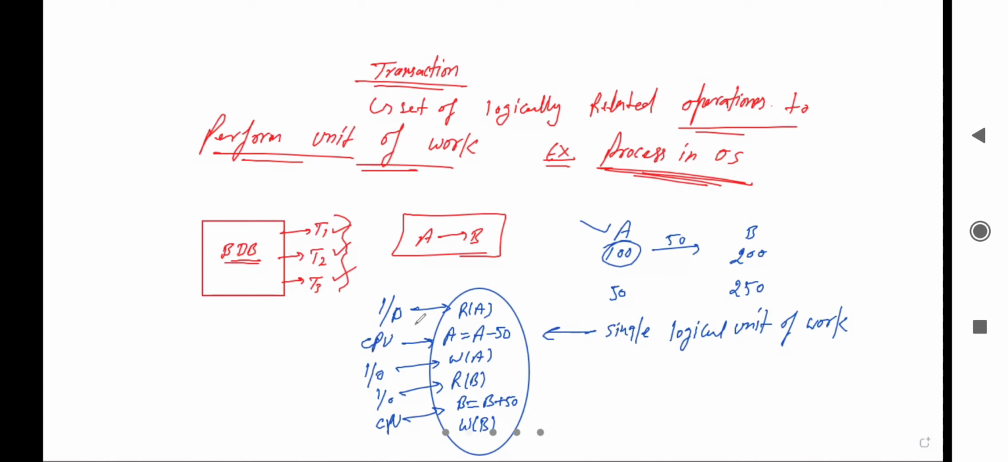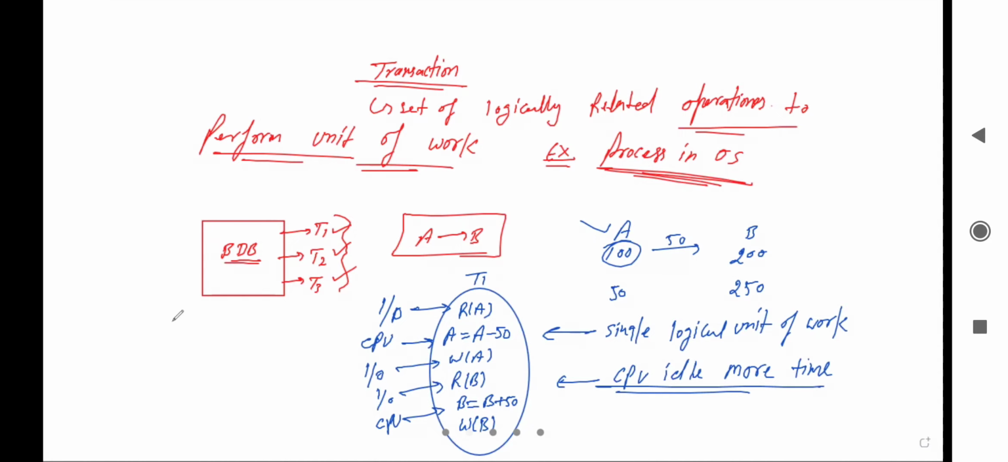Okay, so this is a single transaction, let me say T1, right? So in this case, the CPU is idle more of the time. So we are moving towards concurrent transactions, right? Concurrent transaction means more than one transaction that can be executed at the same time.